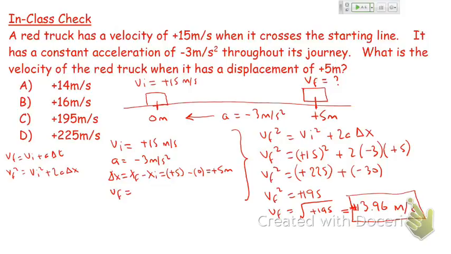So how can I have an ambiguous answer for this question? How can there be a positive 13.9 meters per second and a negative 13.9 meters per second? Let's see if we can figure that out.